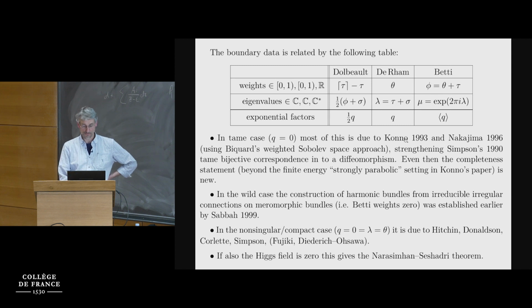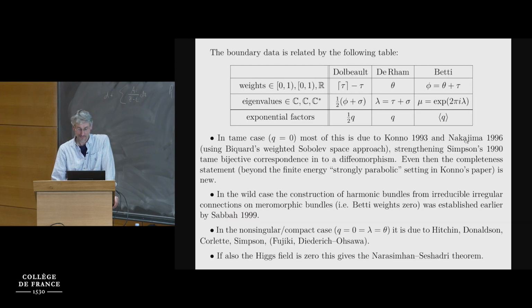So in the tame picture, the hyperkähler metrics, Simpson has this bijective correspondence in his JAMS paper, but that's not enough to construct the moduli spaces. So Biquard had this paper on the analytic approach to Mehta and Seshadri, and his analytic package was used by Konno and Nakajima to get the full non-abelian Hodge diffeomorphism in this tame case. So Konno looks at the case where the Dolbeault eigenvalues are equal to 0, and this was upgraded in the rank 2 case in this short paper of Nakajima. But even in this case, the completeness was only proved in Konno's picture, where the harmonic metrics have finite energy.